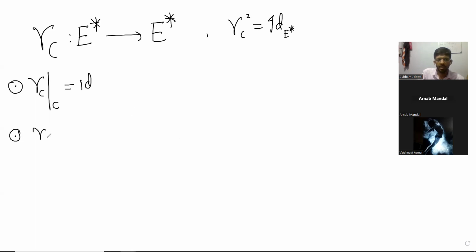You take gamma c of a line. Obviously, this is a bad notation, because gamma c takes points in E star, not lines in E star. But a line is a set of points, and so in that sense I'm saying the image of the set. Is this notation okay? Okay. All right.